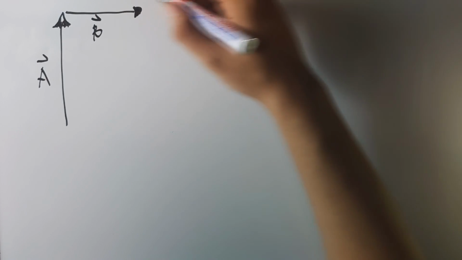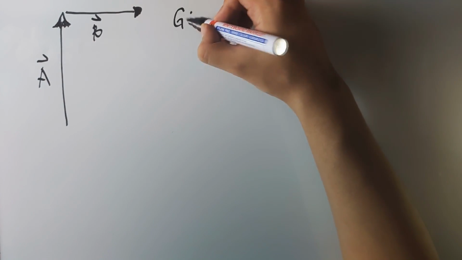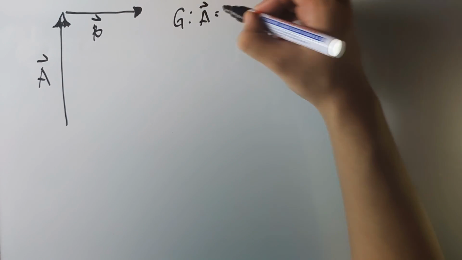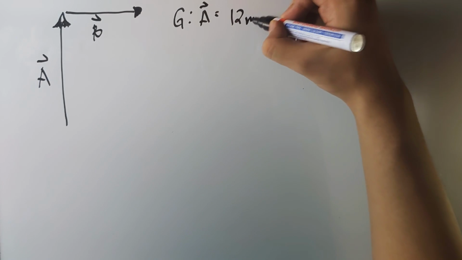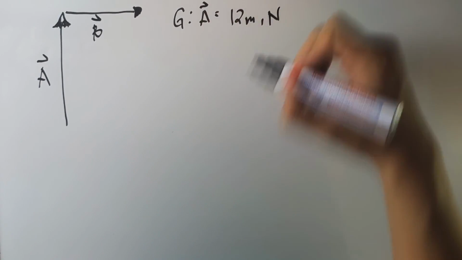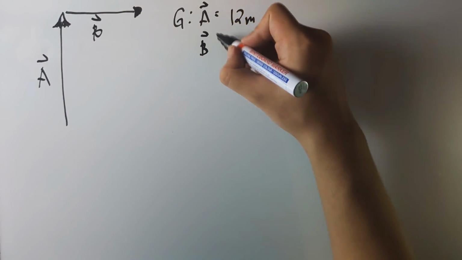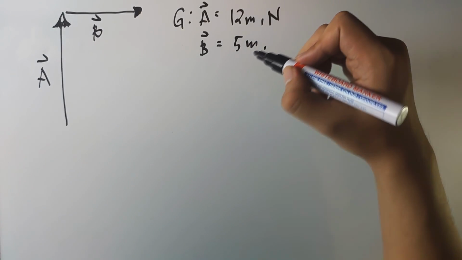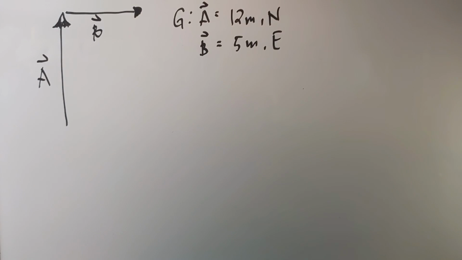Okay, so first let's state the given. This is our illustration or representation. After determining the problem, we write the given. So first we have vector A, which is 12 meters, correct? Since this is a vector, it has a direction going to the north. Then we have vector B, which is 5 meters, going to the east, as you can see from the illustration.